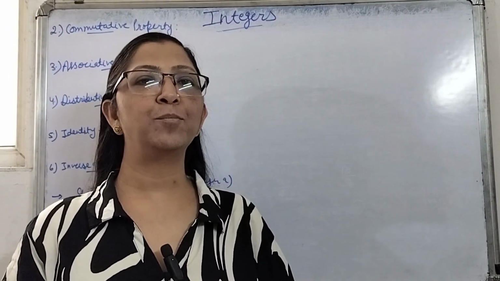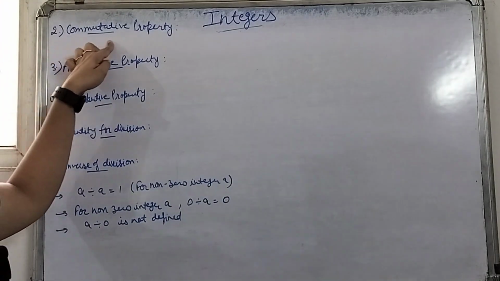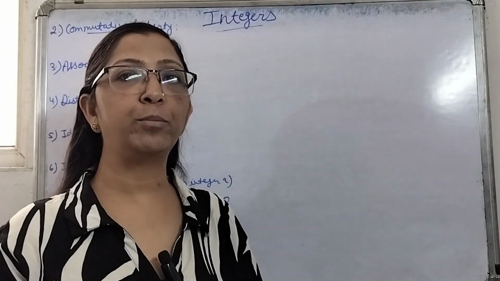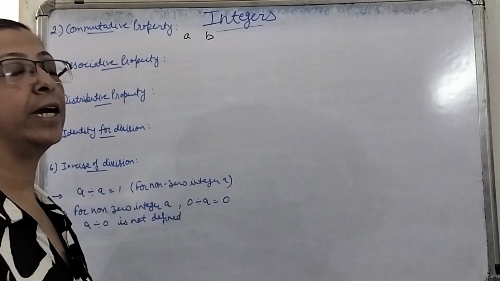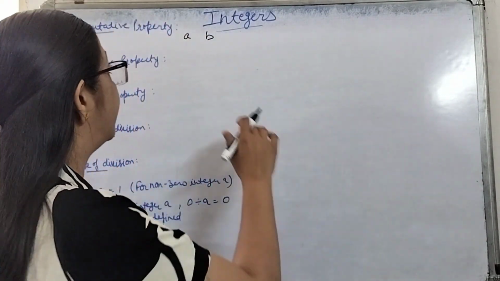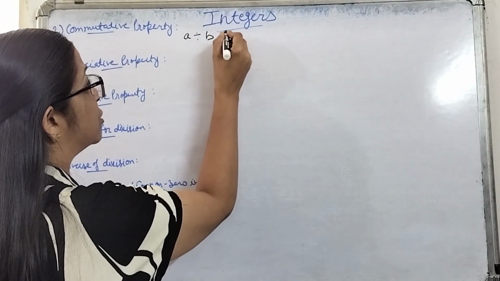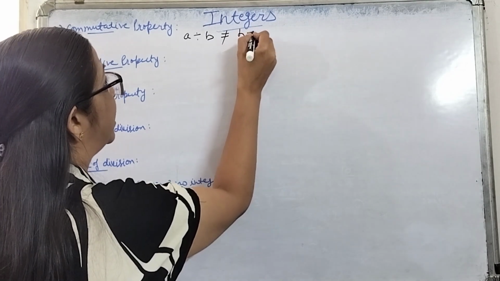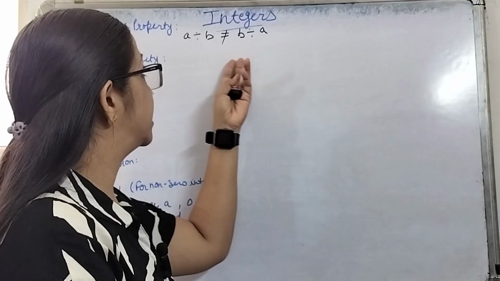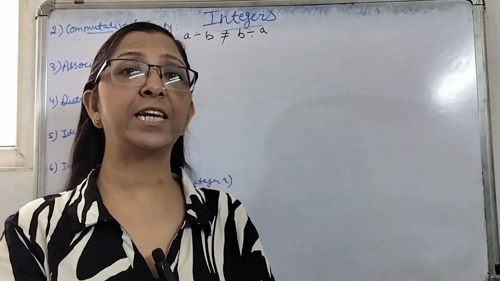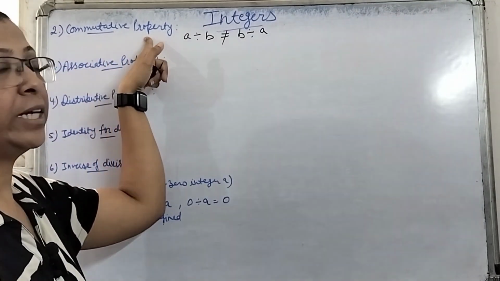Now let's understand some more properties of division of integers. The second property is the commutative property. According to it, if a and b are any two integers and we divide them, the quotient a divided by b is not going to be equal to b divided by a. If we change the order, the quotient will not be the same. So division of integers does not satisfy the commutative property.